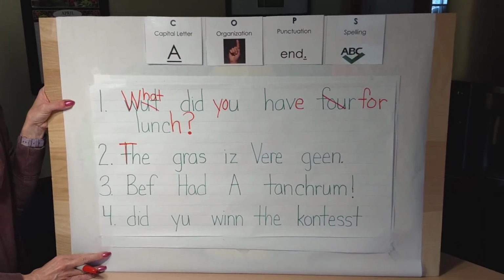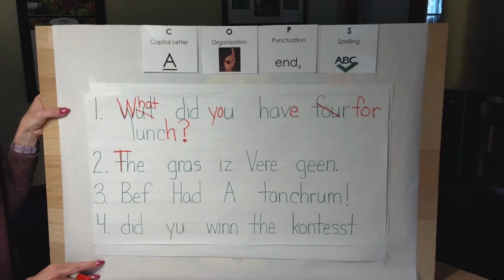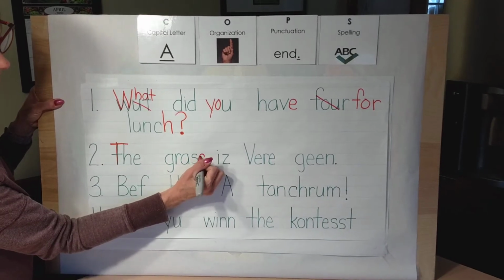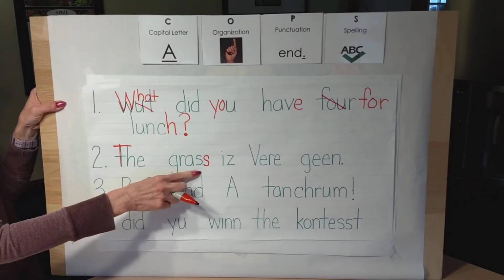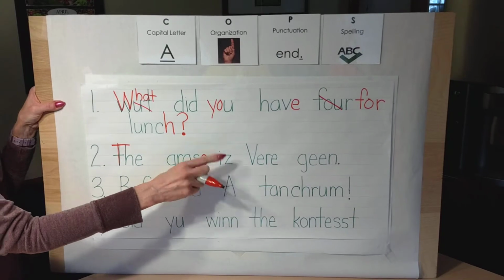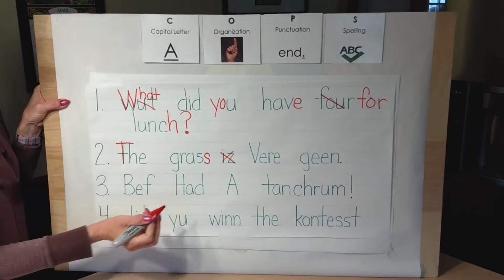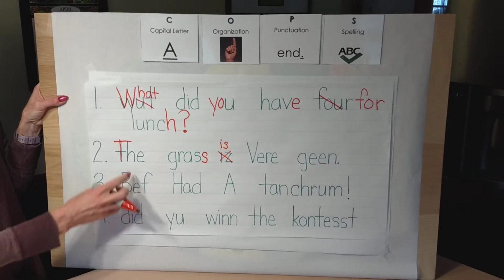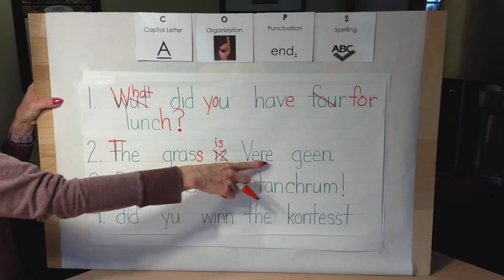What's wrong with grass? I think you know, Sammy loves friendly zebras. It's a short vowel word, so we need to double that S at the end. The grass is. I think we know. I-S spells is. The grass is very green.